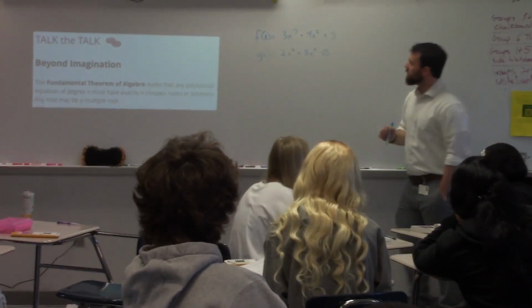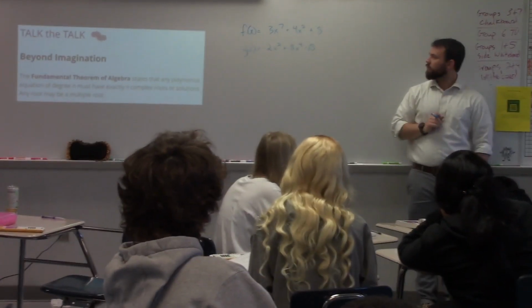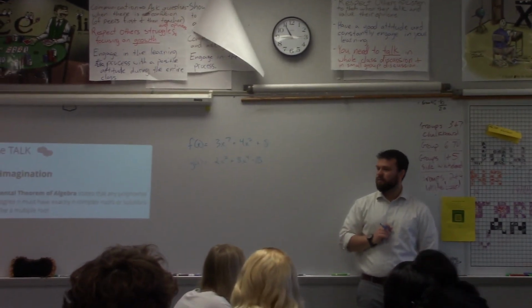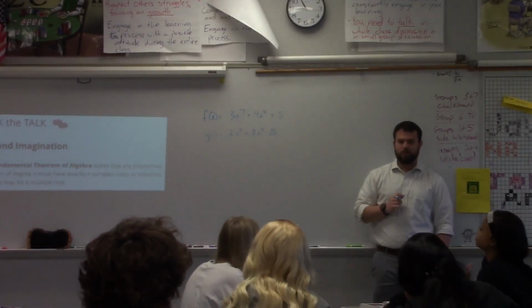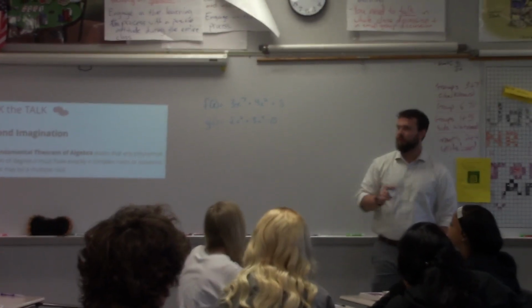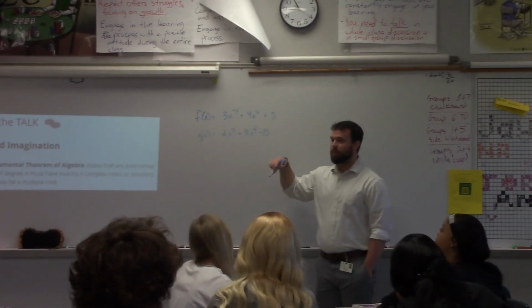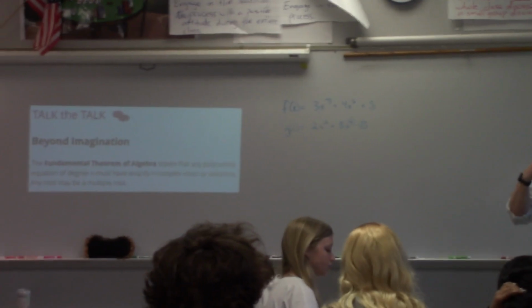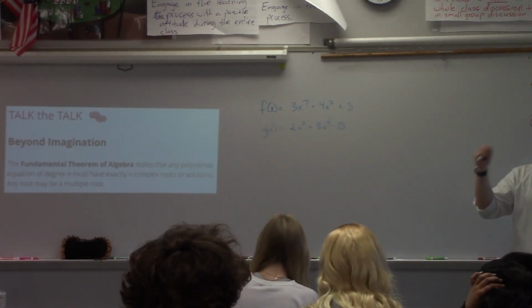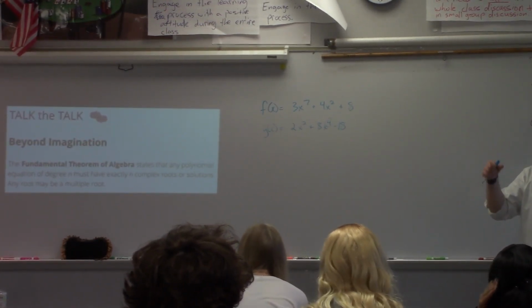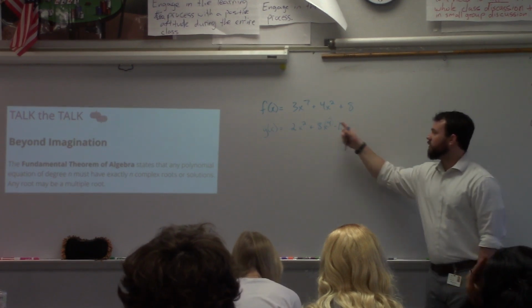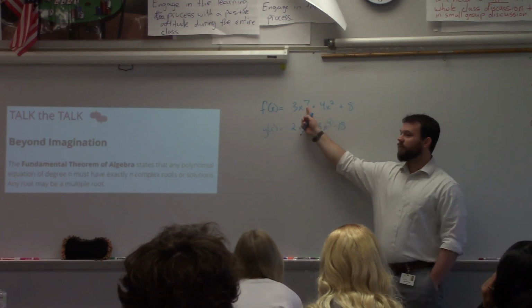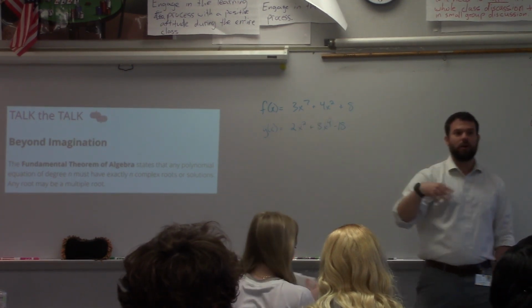How many roots does this one have? 4. Why is it 4? What's the highest power? 4. So this is what we talked about, right? The degree, don't forget, is the highest power. Even if it's out of order, that was a great catch by Marcus, right? The highest power is the degree, and so 4 zeros, 7 zeros. That's all that we're talking about.